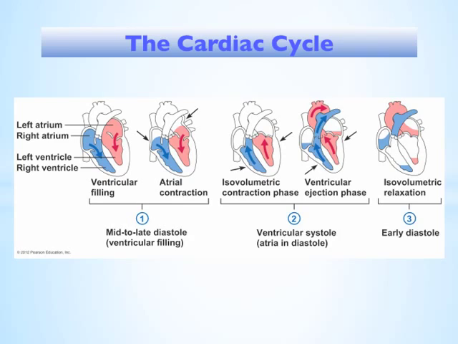Eventually, pressure in the ventricles becomes high enough to open up the semilunar valves, so blood can then flow into the pulmonary artery and the aorta. And then we come to the final stage, which is early diastole, where blood is flowing into the atria from the pulmonary veins and the vena cava.